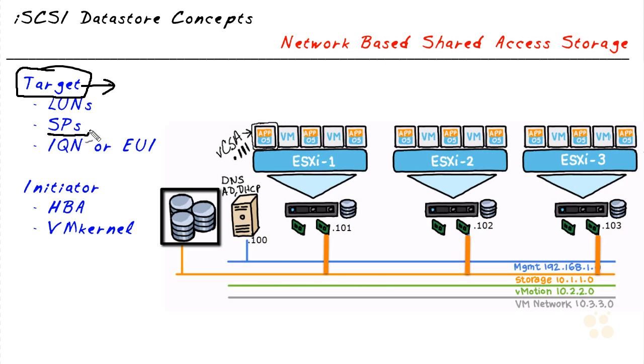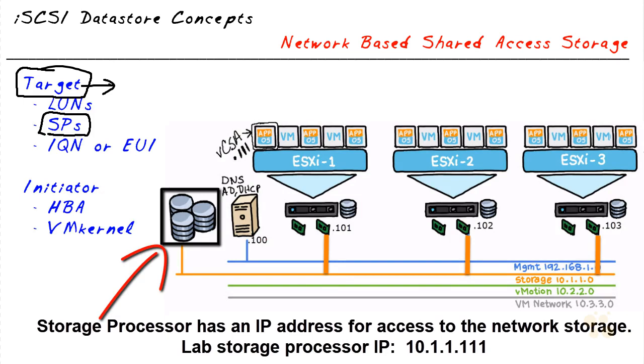So the storage processor's IP address is reachable at 10.1.1.111. And as part of the configuration, we're going to either use an IQN, which is an iSCSI Qualified Name, or an EUI, which is an Extended Unique Identifier. And this storage appliance would be advertising or have available disk storage, and it would present that as LUNs.